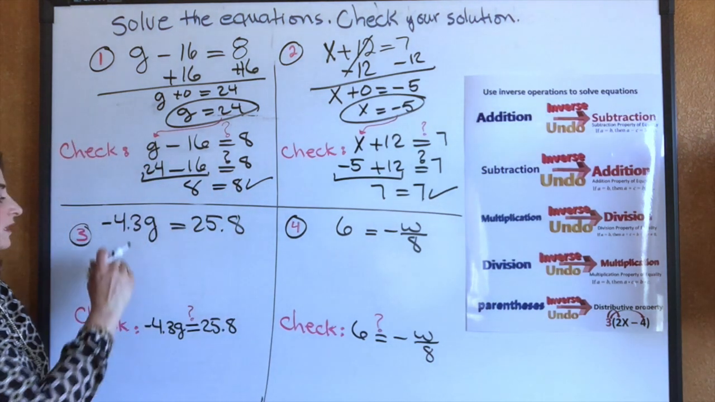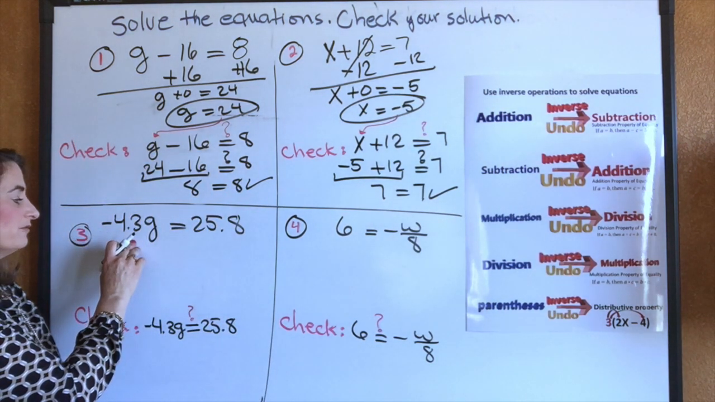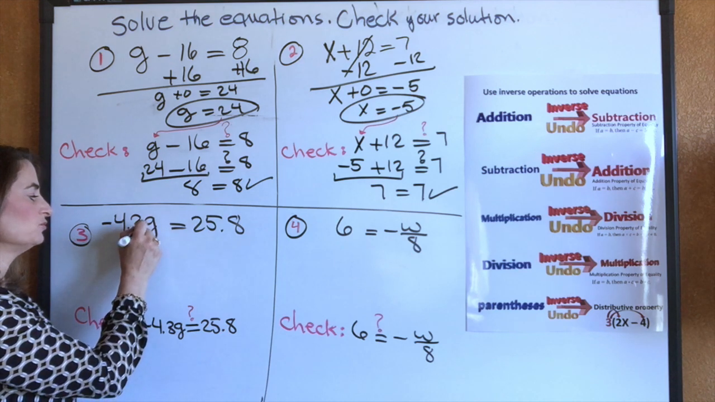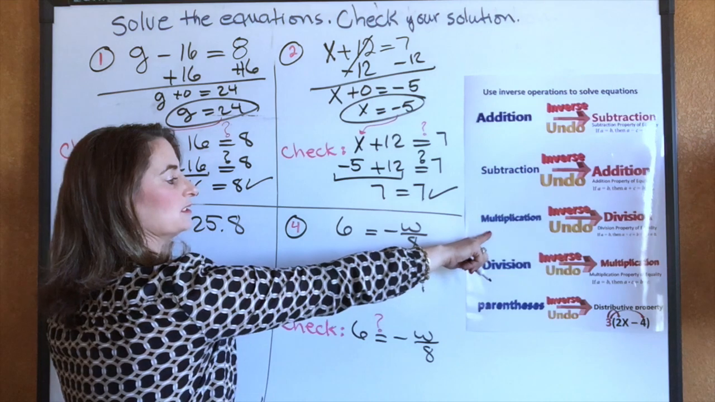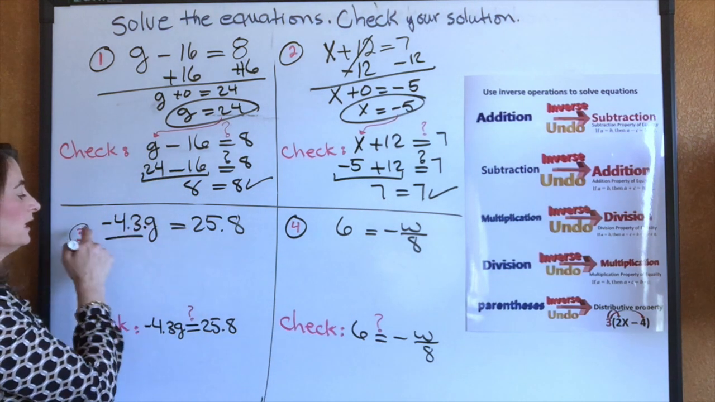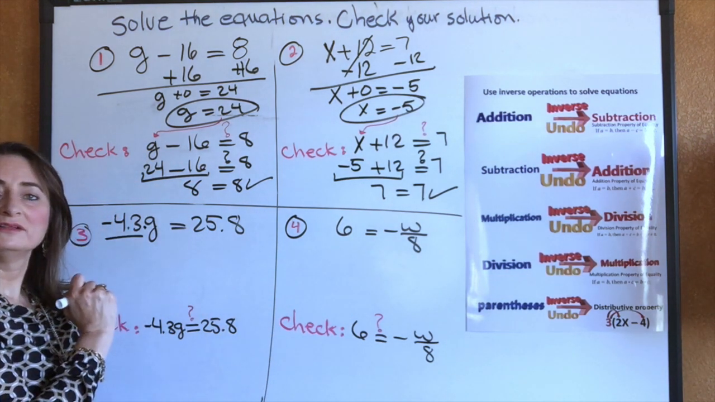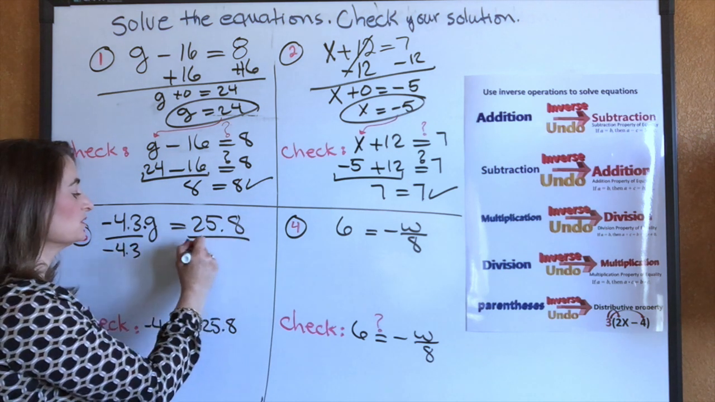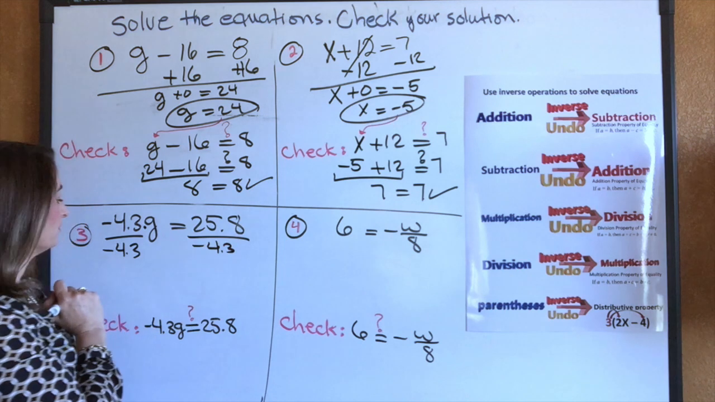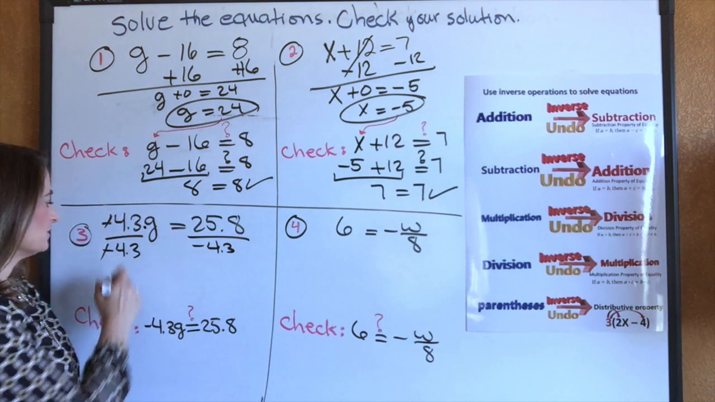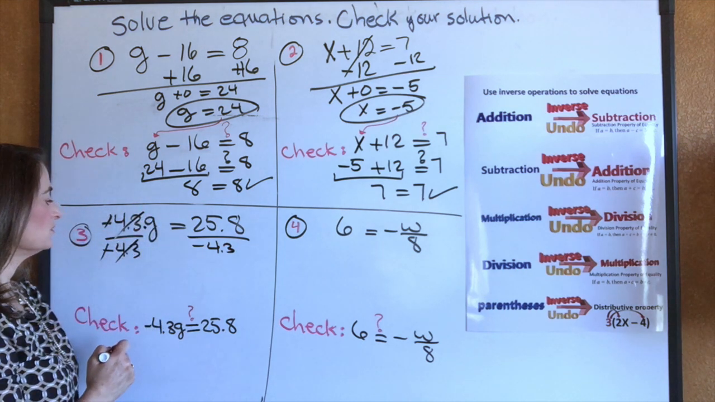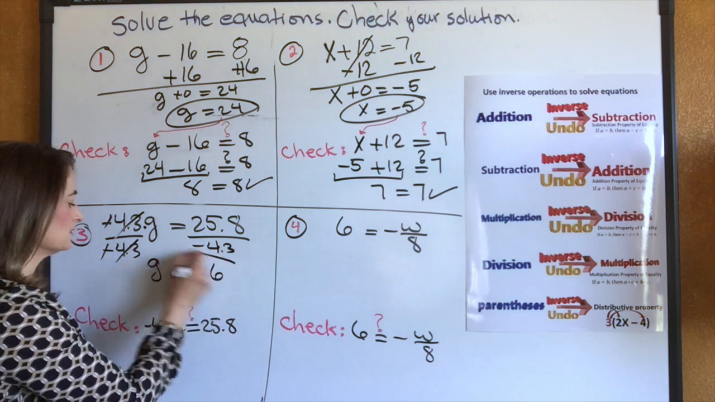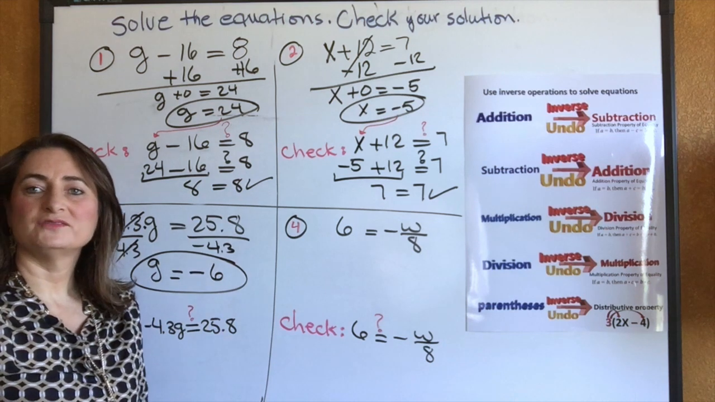Number 3. This is a negative coefficient. There's nothing in between the number and the variable, so put a dot, which means multiply. And to undo multiplication, you use division. And I also want to get rid of the negative coefficient, so I divide by negative 4.3 on both sides. Negative divided by negative is positive. 4.3 divided by 4.3 is 1. 1 times G is G. So G equals negative 6. So your solution is negative 6.